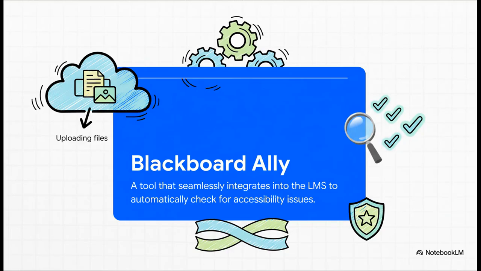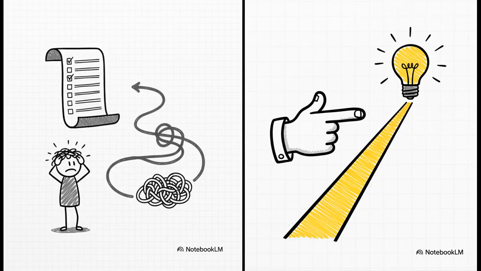So what is it really? Well, Ally is a tool that plugs directly into Blackboard, so you never have to leave your course page. As you upload files or create content, it just quietly scans them in the background, automatically checking for the most common accessibility issues. It's seamless. And this part is absolutely crucial. The goal here isn't to add one more thing to your to-do list. It's there to give you real-time, actually helpful guidance. It's all about empowerment and support, not just ticking some compliance box.